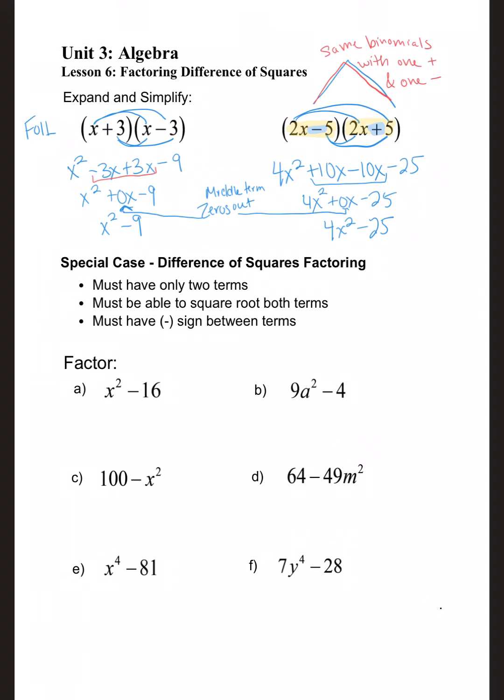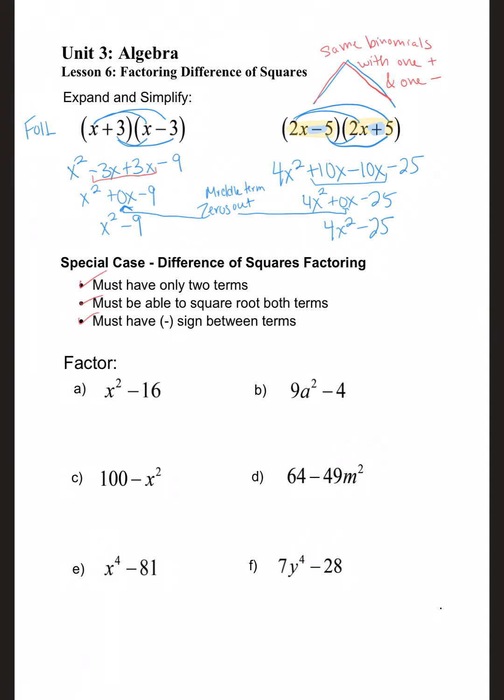So this is a very special case of factoring, and it's called the difference of squares factoring. So here's some of the things that must be true about the algebraic expression for it to be a difference of squares. You must only have two terms. Okay. You must be able to square root both terms, and you must have a minus sign between the terms.